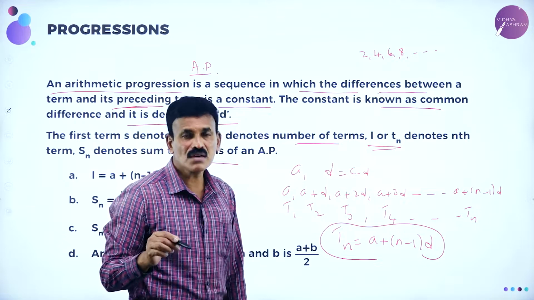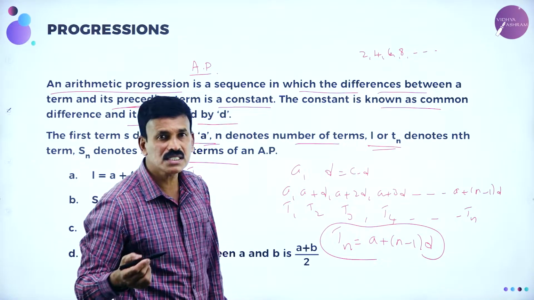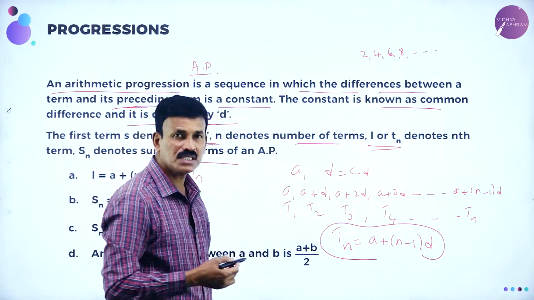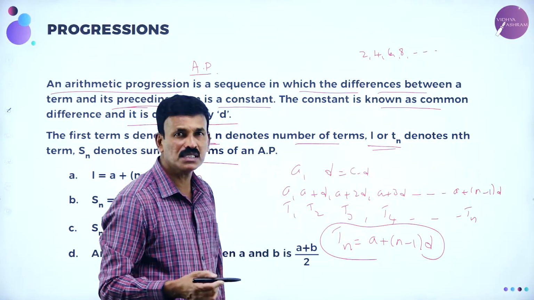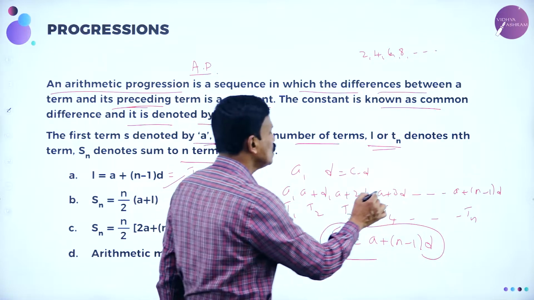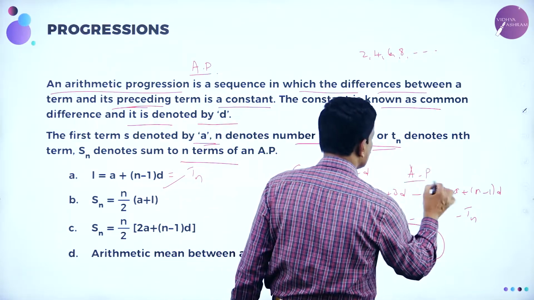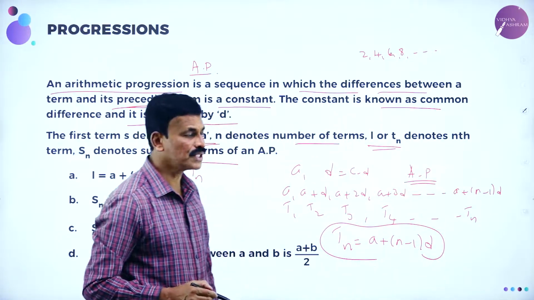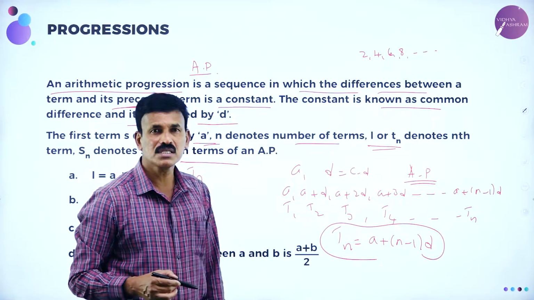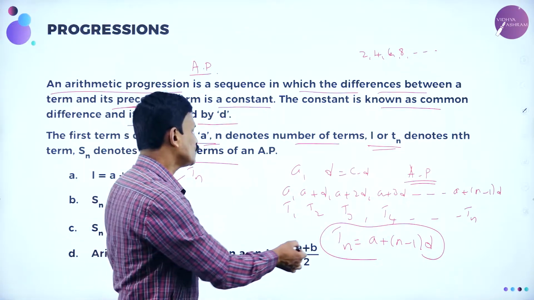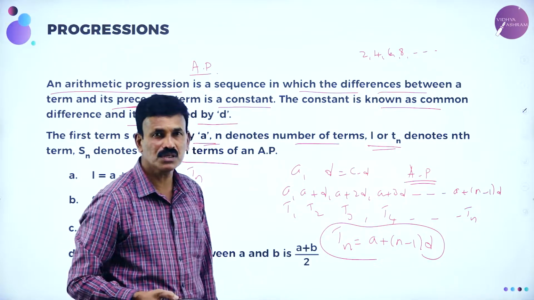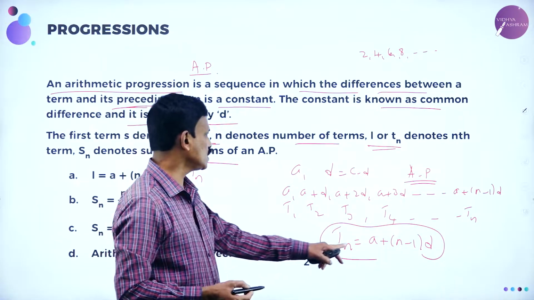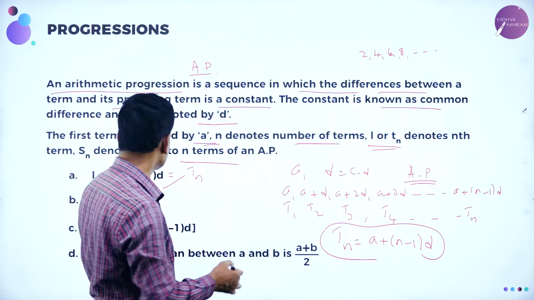So if A is the first term and D is the common difference, then the terms of the sequence are A plus D, A plus 2D, A plus 3D, etc. This sequence is called an arithmetic progression, where A is the first term and D is the common difference, and the nth term of such a sequence is given by Tn is equal to A plus n minus 1 into D.